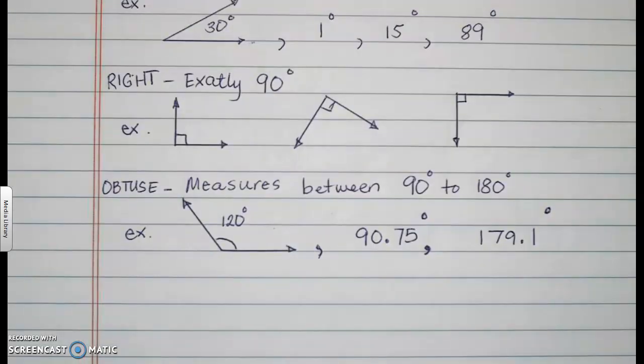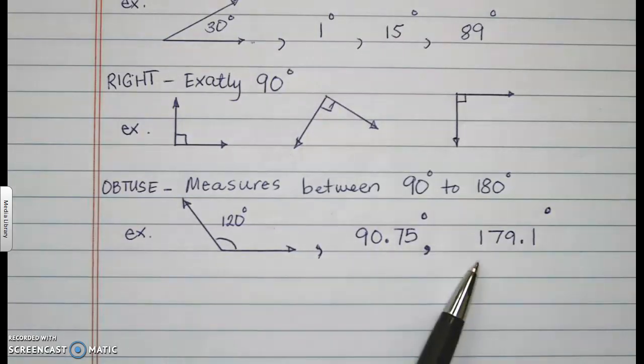Our next one is called the obtuse angle. An obtuse angle measures between 90 and 180 degrees. Therefore, these are all the examples. You can have an illustration that has a measurement, and it can be anything between 90 and 180 degrees. In this case, 120 degrees is an example of an obtuse angle. And this one is 90.75 degrees. That is a possibility. And so this is called obtuse because it's more than 90 degrees.